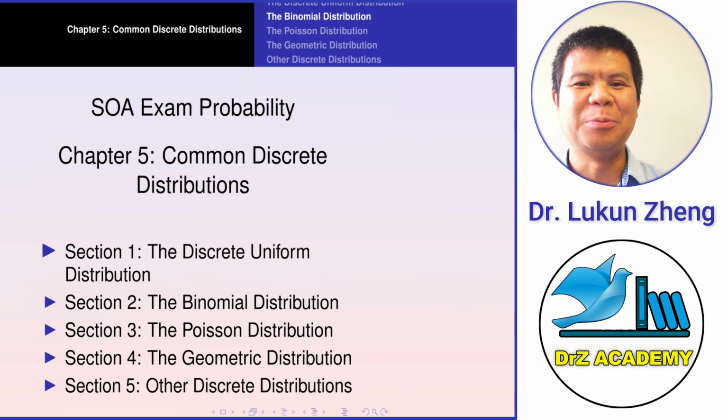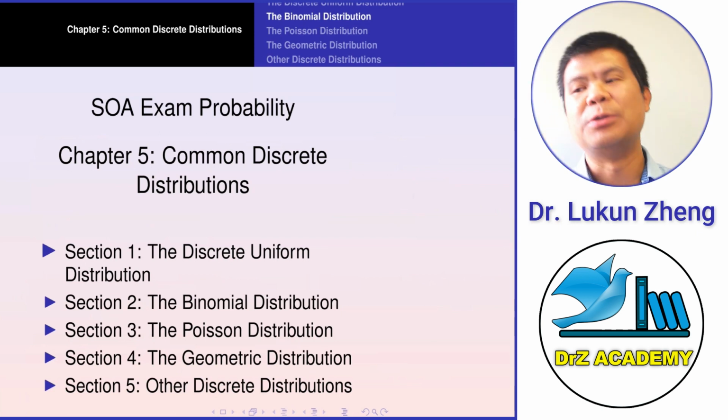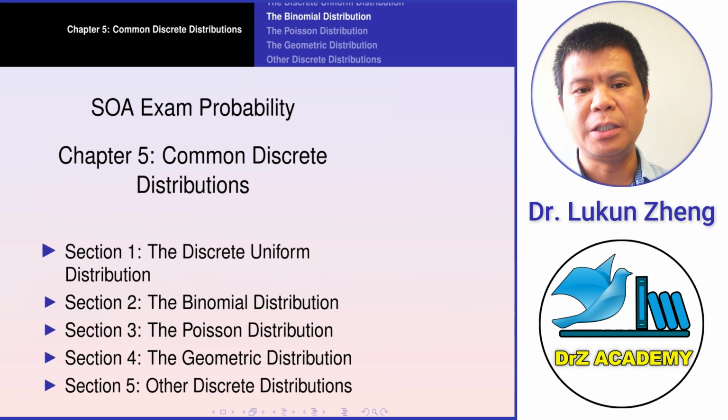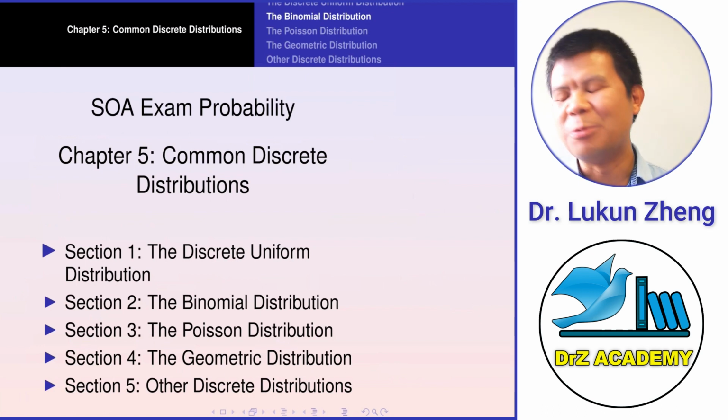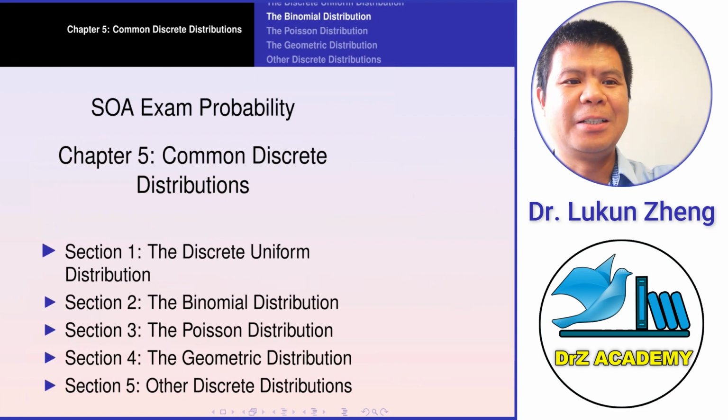It's the binomial distribution. This appears in almost all actuarial science Exam P exams, they will have binomial distribution. It's a very important one. So now let's start the binomial distribution.